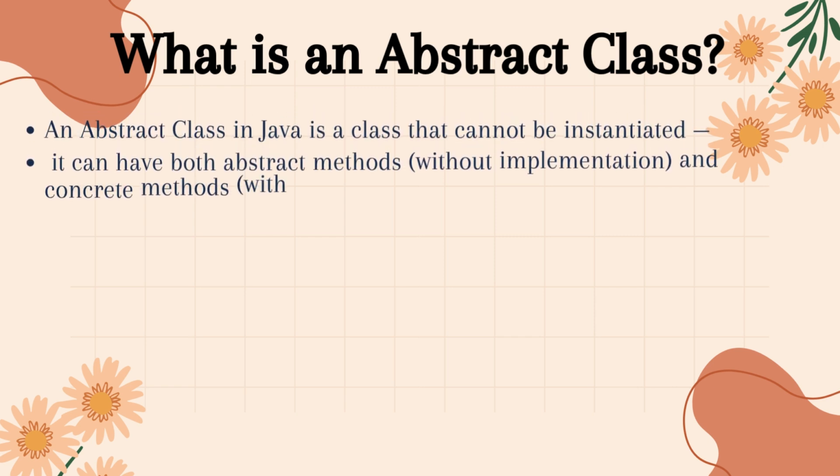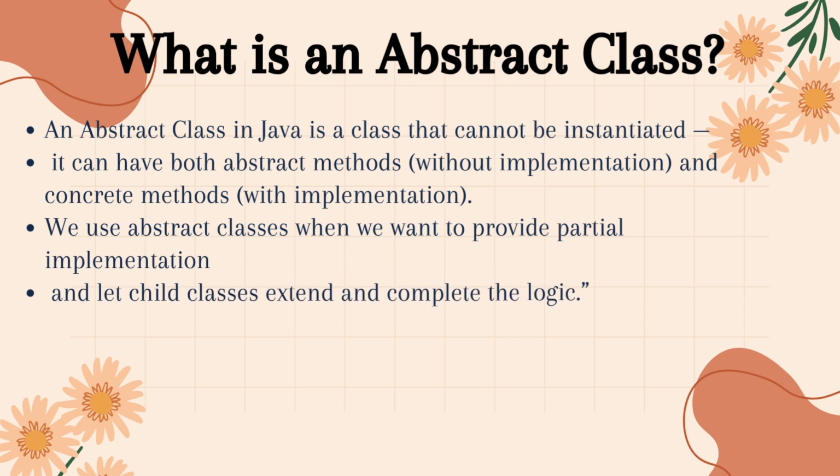What is an abstract class? An abstract class in Java is a class that cannot be instantiated. It can have both abstract methods, without implementation, and concrete methods, with implementation. We use abstract classes when we want to provide partial implementation and let child classes extend and complete the logic.